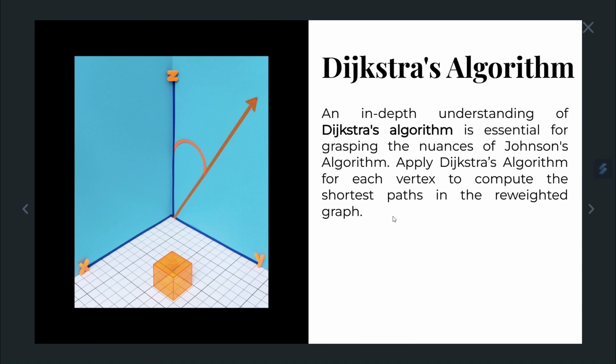Dijkstra's algorithm. Dijkstra's algorithm is the second part of Johnson's algorithm, and one should have an in-depth understanding of Dijkstra's algorithm in order to perform Johnson's algorithm. In Johnson's algorithm, we apply Dijkstra's algorithm for each vertex to compute the shortest paths in the reweighted graph.